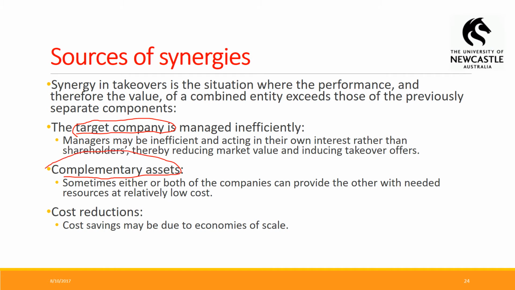Complementary assets. This is when we have companies producing different products, and the products in one company might be complementary to the products in the other, so that when we combine the two, production can be resourced at lower costs. Cost reduction. Something like, for example, economies of scale, right? If two companies require the same inputs, the same supplies, by combining them we might have better bargaining power, and therefore we might be able to get a cheaper price from our suppliers.